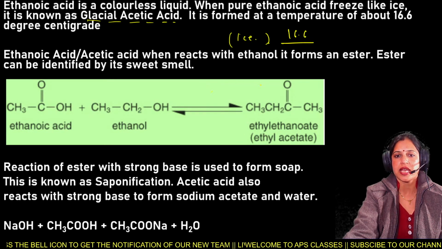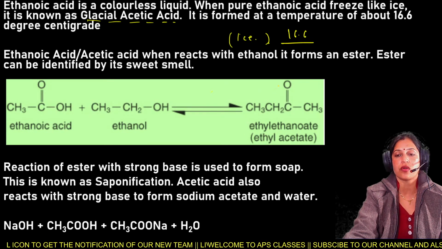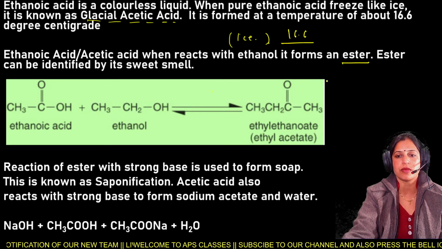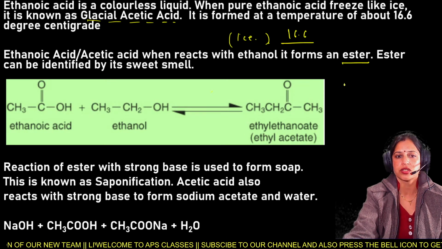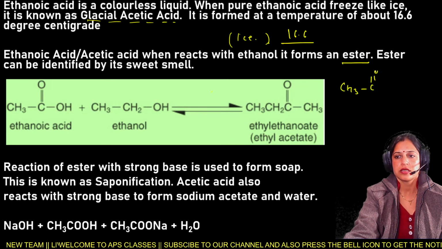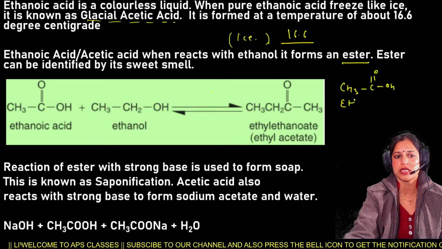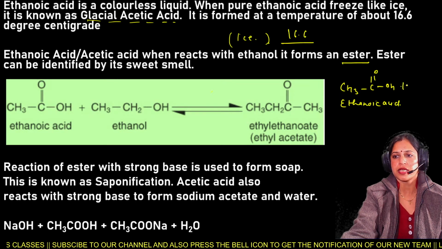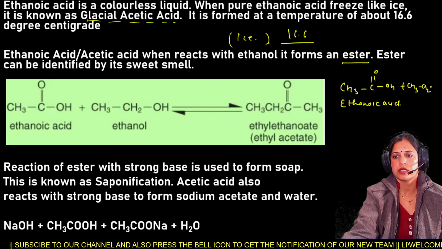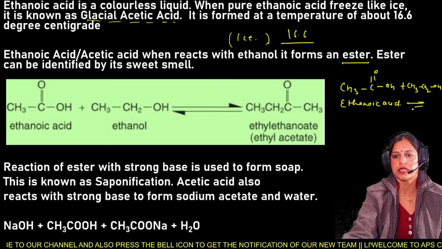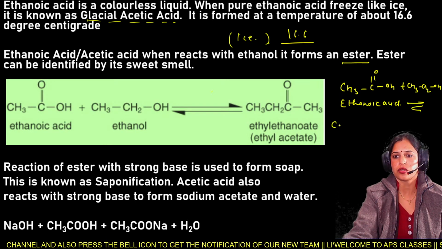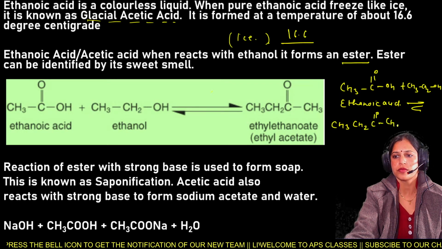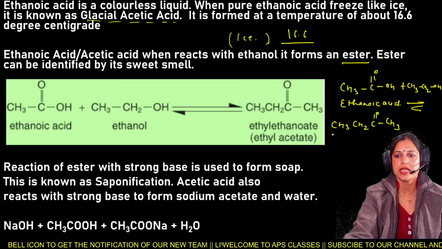So ethanoic acid, acetic acid, when it reacts with ethanol, forms an ester. An ester can be identified by its sweet smell. For example, the reaction is: ethanoic acid plus ethanol, and after that it forms ethyl ethanoate, or ethyl acetate.